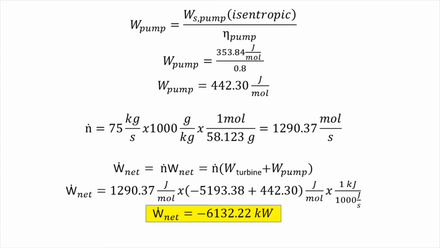The net work can be calculated by multiplying the molar flow rate to the net work, which is the turbine work plus pump work. The solved net work is negative 6,132.22 kilowatts.